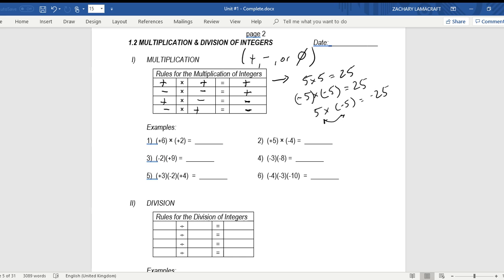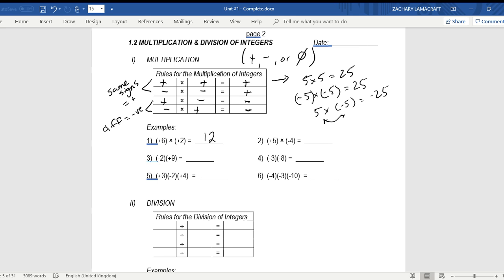So if we look at this again for our rules, same signs equal positive, different signs equal negative, okay? So that's what we've concluded with our rules for multiplication of integers. So if I have a positive 6 and a positive 2, I know my number is going to be positive, and 6 times 2 is equal to 12.